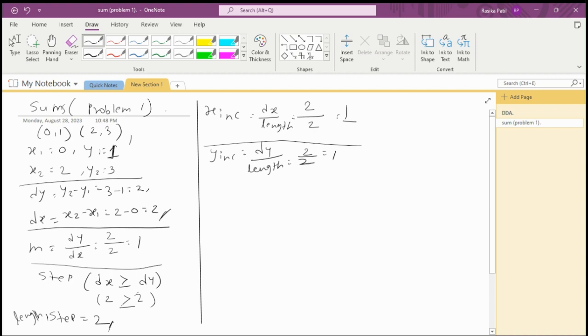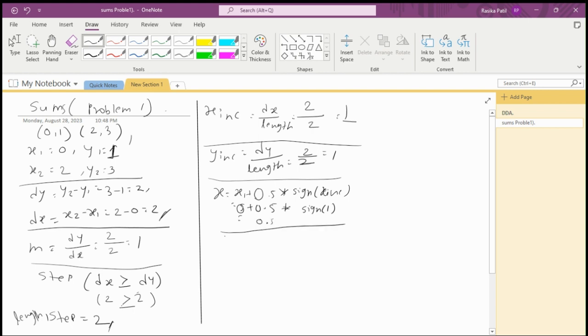Then what we will do? We will increment our points. So first, we will check the initial point for x, which is x1 plus 0.5 into sine of delta x, or x inc. So x1 is 0 plus 0.5 into sine of x1. So sine of 1 is... so the answer is 0.5.